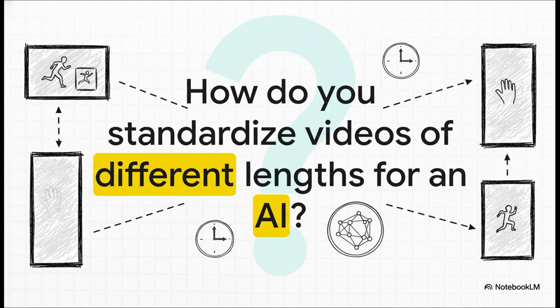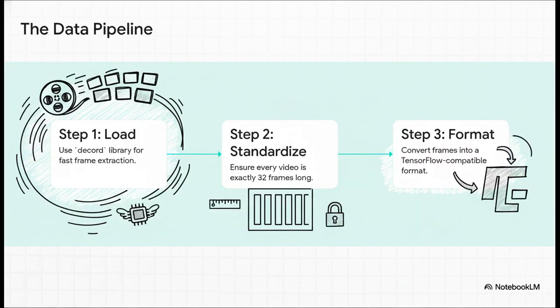So what do we do? The answer is a neat 3-step pipeline. First, we use a tool to quickly rip all the individual frames out of the video.